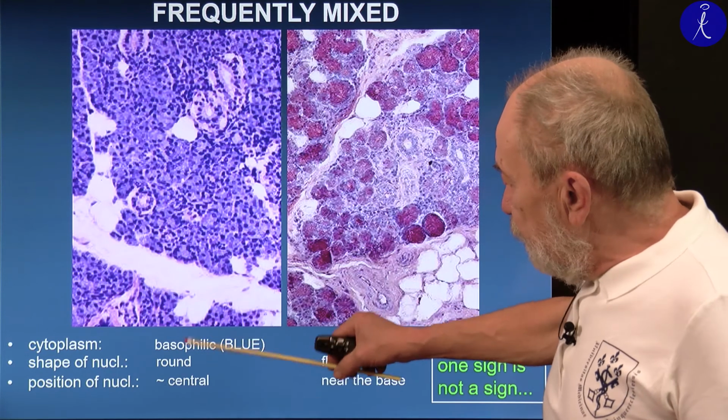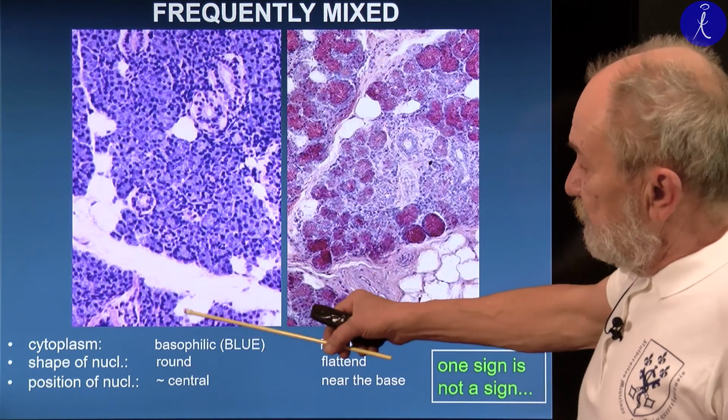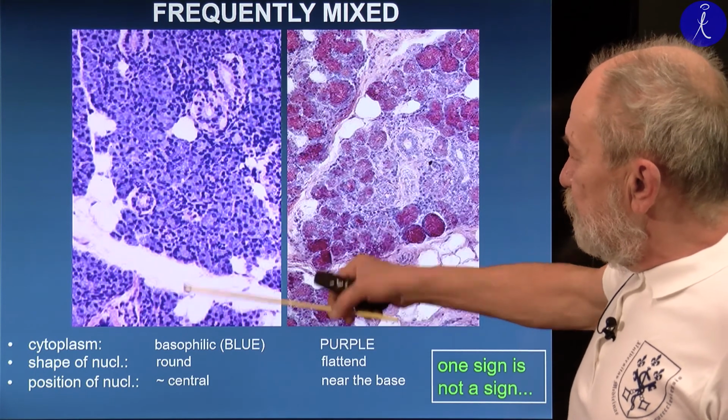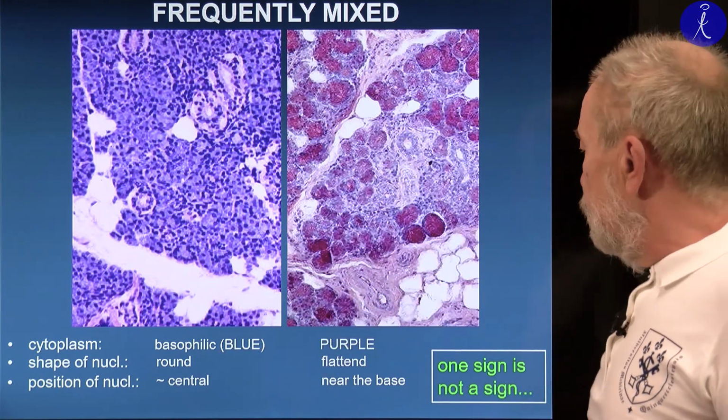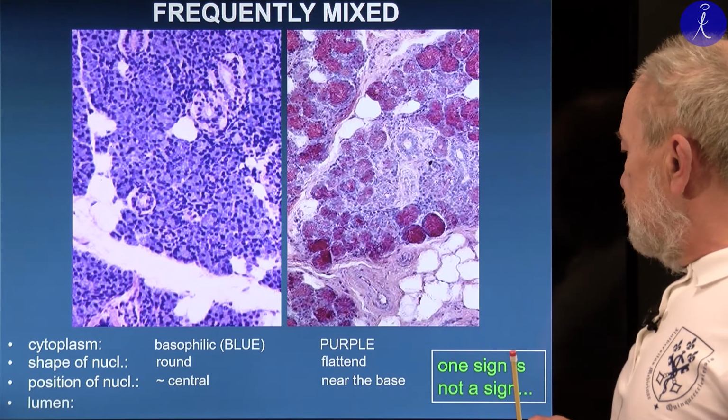So never forget that one sign is not a sign. If out of three only one fits, then it is not enough to say that it's serous because of the round nuclei I'm looking at, but you should take into consideration more than one fact.